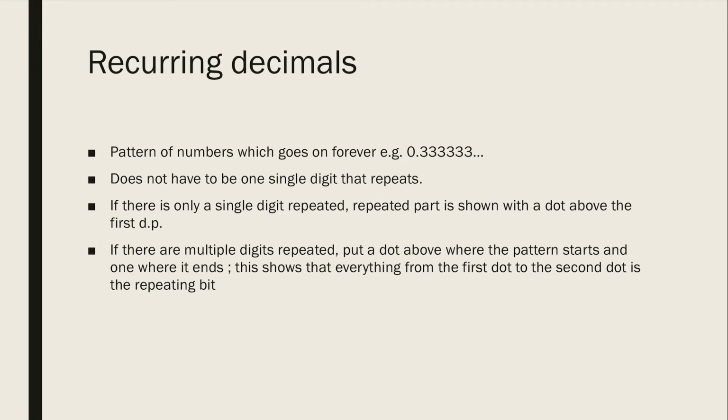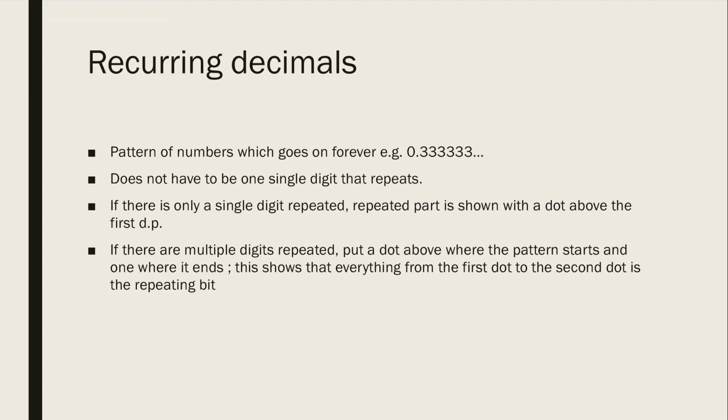Now, let's talk about recurring decimals. Recurring decimals are a pattern of numbers which go on forever. For example, 1 over 3 is the decimal 0.33333, etc. Also remember that it does not have to be a single digit that repeats. You could have, for instance, 0.143143143, etc.